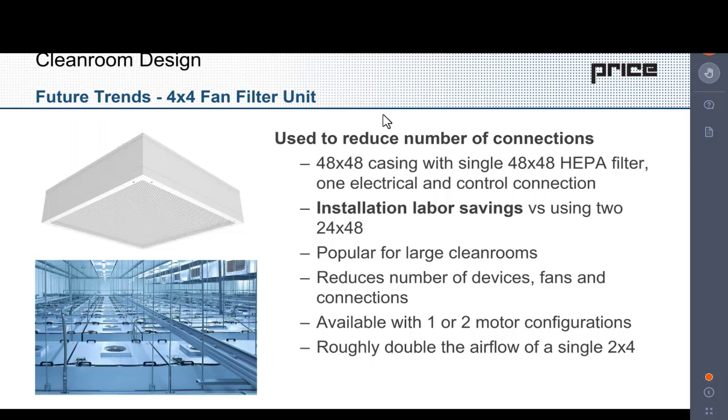One way around that, and one of the things that the suppliers are now starting to offer, is the 4x4 fan filter unit. Previously, the largest fan filter units available would have been the 2x4s, so the 4x4 effectively reduces the number of devices required by half. You're going to get roughly twice as much airflow out of a 4x4 as you would out of a 2x4, but it reduces the number of connections and motors and control connections as well.